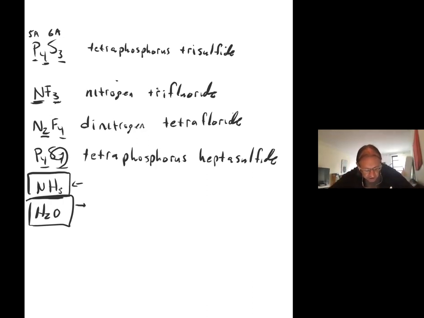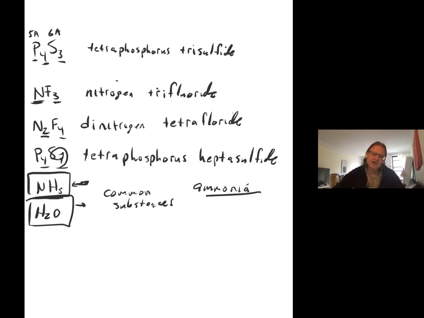These two are what we call common substances. For these two, there really aren't any more than those two for the most part. I mean, there are a few, but don't worry about them. This one's called ammonia. We don't call it nitrogen trihydride. And this one is not dihydrogen monoxide. It's just called water. So there you go.